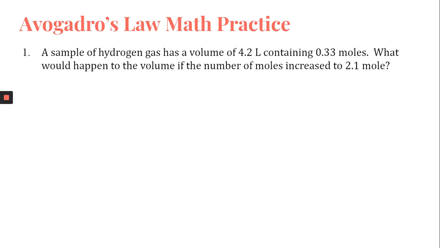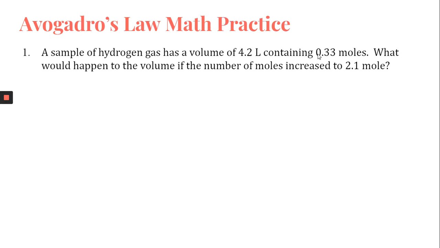So number 1 says, a sample of hydrogen gas has a volume of 4.2 liters containing 0.33 moles. What would happen to the volume if the number of moles increased to 2.1 moles? Now, I just want you guys to be thinking here. We already know that it's directly proportional. So if volume increases, then the number of moles should also increase.